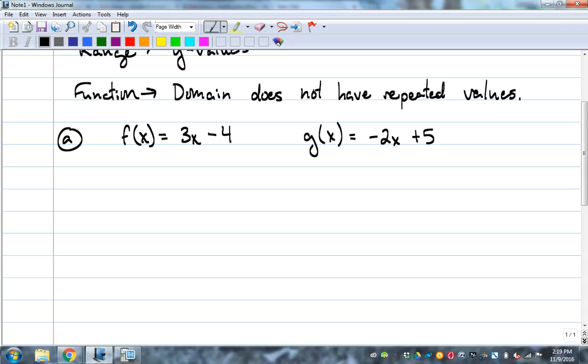So function operations. The first thing that we would be asked to do would be find each operation and state the domain. And let's make sure that they ask for the, no, they don't ask for the range. So state the domain. Okay, so we're going to work out the operation, addition, subtraction, whatever, and then we're going to tell them what the domain of that is.